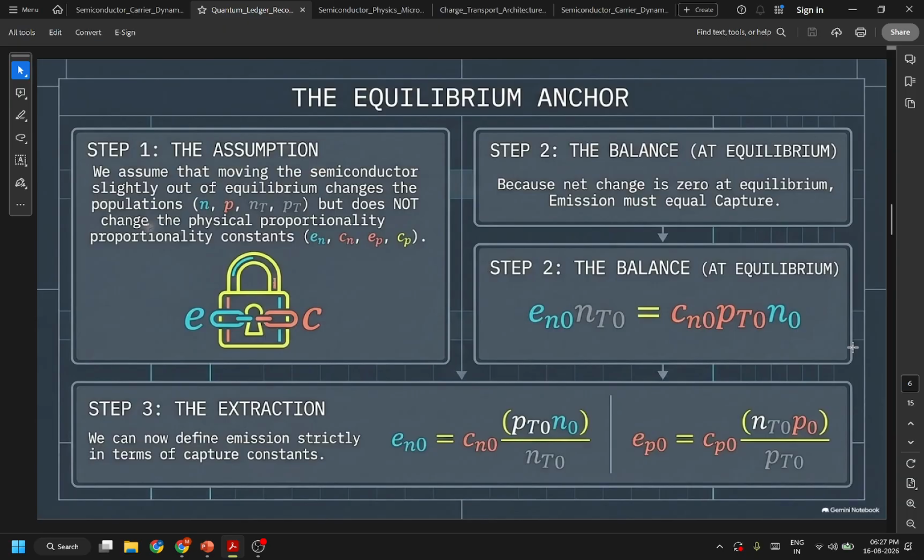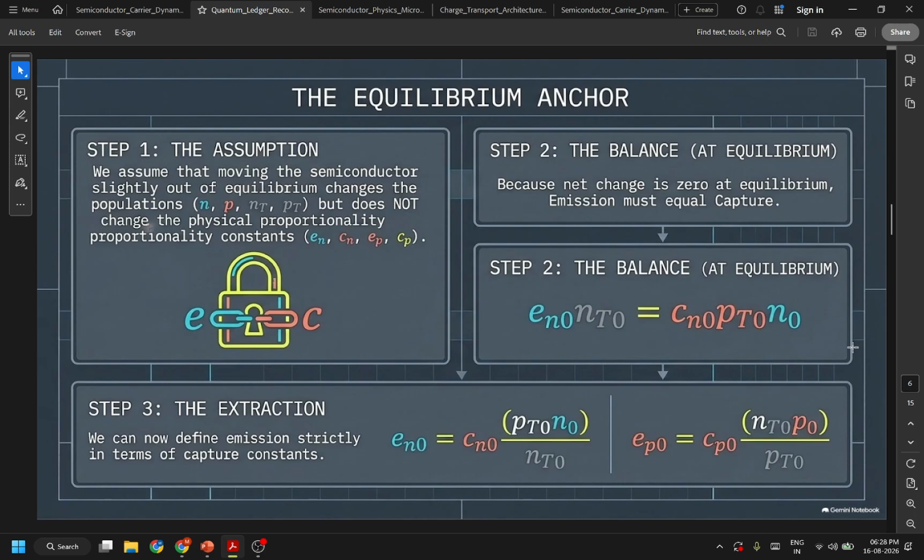So the equilibrium anchor, step one, the assumption. We assume that moving the semiconductor slightly out of equilibrium changes the populations, but does not change the physical proportionality constants, that is En, Cn, Ep, Cp. Because the net change is zero at equilibrium, emission must equal capture. So for that we balance them at equilibrium. En naught, Nt naught equals Cn naught, Pt naught, N naught, so that we get dNt by dt equals 0.